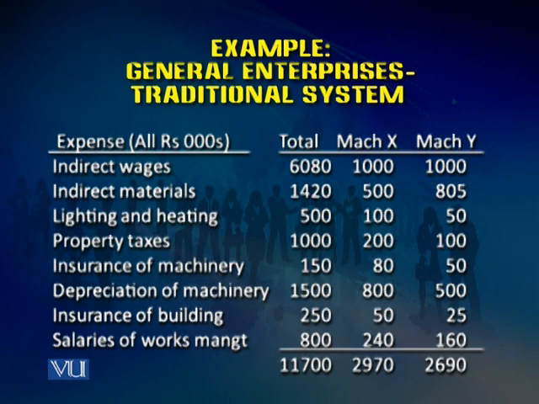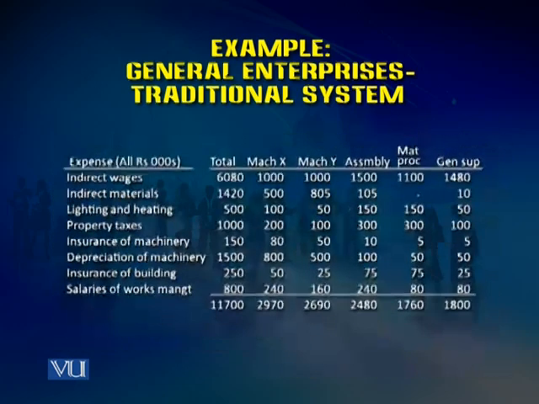Insurance of building, the basis here normally can be the area covered, and salaries of works management can be allocated on the basis of number of employees within each department. This is the normal next step for the traditional costing system. The overheads, those that can be directly allocated, were already allocated, the indirect wages and indirect materials, and the other overheads using some basis have been allocated to the various cost centers or production departments and service departments.